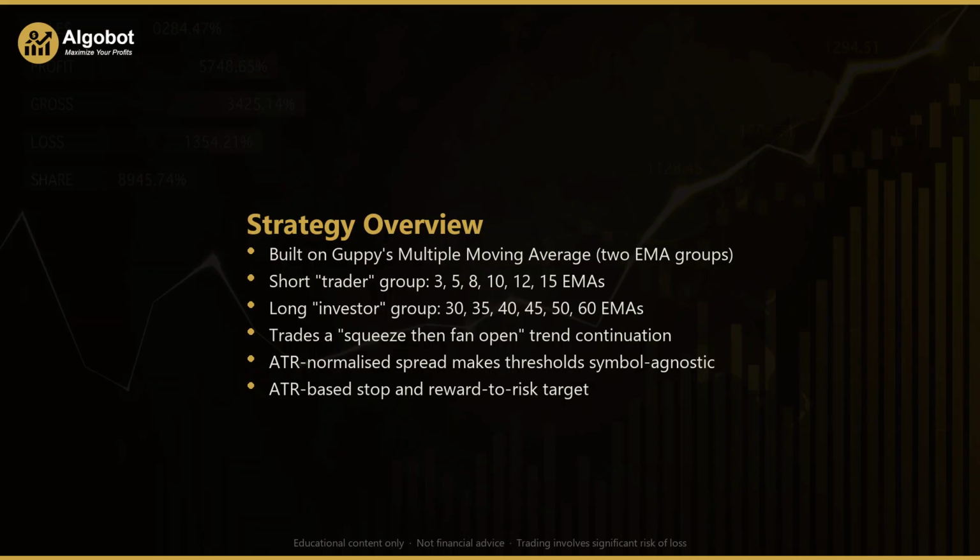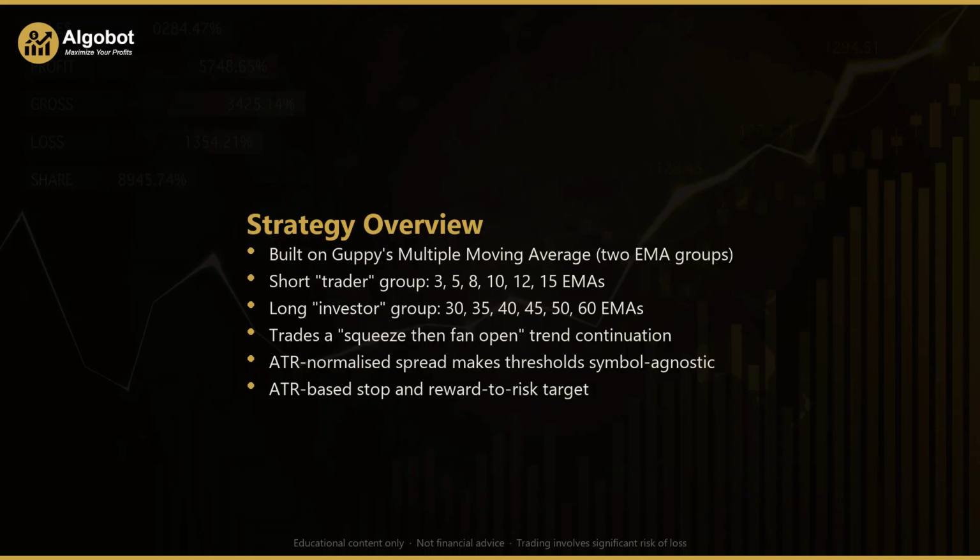The Guppy Compression Breakout is designed to rejoin an existing trend after a brief pause, rather than to guess at brand new turning points. It reads the market through the Guppy Multiple Moving Average, often shortened to GMMA. This indicator plots two clusters of exponential moving averages on the closing price. The first cluster is a short group, using periods of 3, 5, 8, 10, 12, and 15. Guppy nicknamed this the traders group because it reflects the fast-moving crowd. The second cluster is a long group, using periods of 30, 35, 40, 45, 50, and 60. That's the investors group, the slower, steadier money.